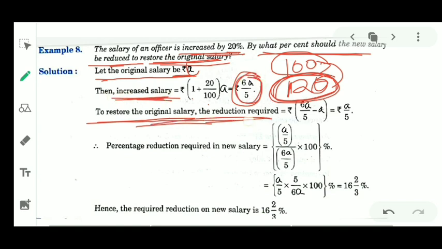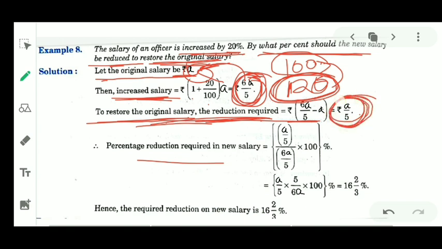So to restore the original salary, the reduction required is 6A by 5 minus A, that is A by 5. It means if you reduce this much amount from the increased salary, it will give the original salary A. 6A by 5 minus A by 5 will give you A. Clear? So the percentage reduction, that is the decreased value, is A by 5.